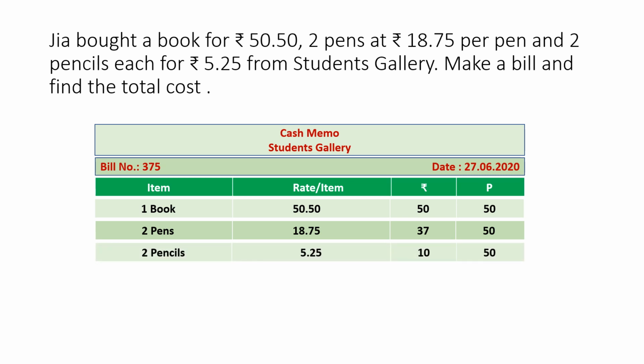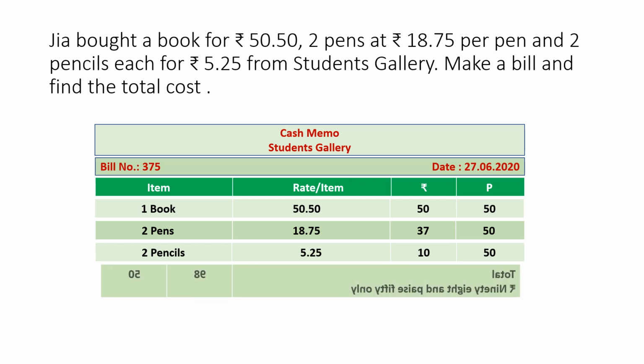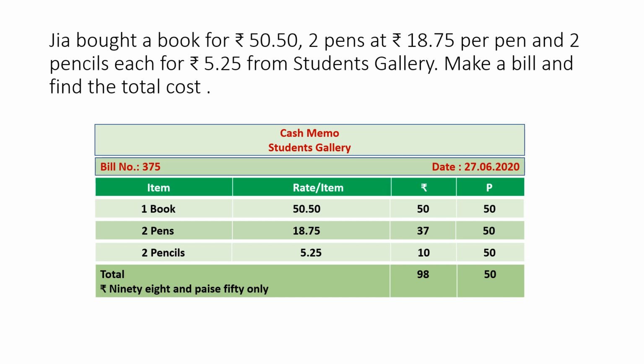Then I write 2 pencils. The cost of one pencil is 5 rupees 25 paise, and I get 10 rupees 50 paisa as the cost of 2 pencils. Then I find out the total cost, which comes to 98 rupees 50 paisa, by adding paise first and then the rupees. Already you know how to do the addition of rupees and paisa. And then we write the final cost, the total cost, in words also by saying rupees 98 and paise 50 only.